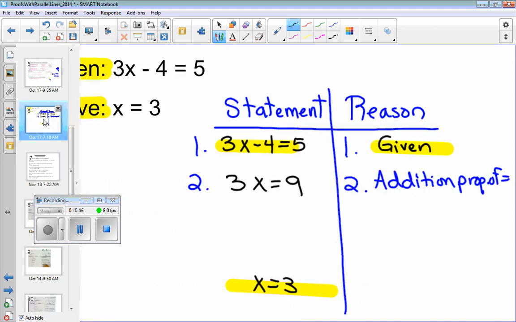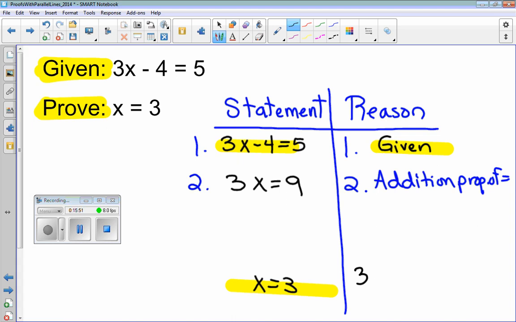So the reason, and if I were to go ahead and divide, so if I use the division property of equality, what would I get if I divided both sides by 3? X equals 3. Wouldn't I get my proof statement? And I'd be finished, wouldn't I? Okay. So this happened to be a quick 3-step proof.